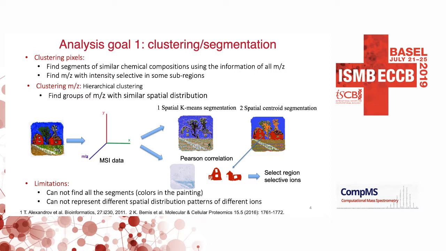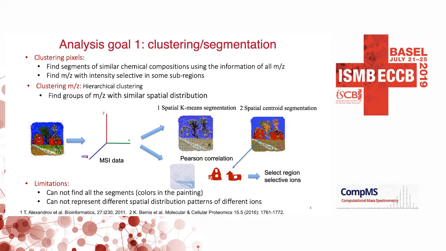As we can see from the results, it's interesting because the segmentation is based on the information of ions, and the patterns can be mapped back to the original painting. But it cannot find all segments. By segment, I mean colors in the original painting. For example, we don't see the difference between the color brown and the color light green. That is one of the limitations.